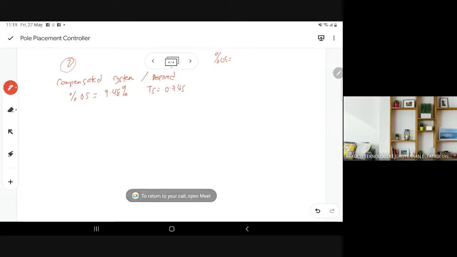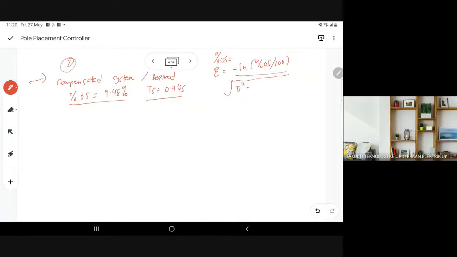Okay, so we go to the second compensated system for our desired response. Firstly, the percentage overshoot they want is 9.48%, and the settling time is 0.74 seconds. And this is the formula that you must remember. If you want to calculate the damping ratio based on the percentage overshoot, you need to use this formula. This is from Control number one. According to what I calculated, the value of the damping ratio is 0.6.